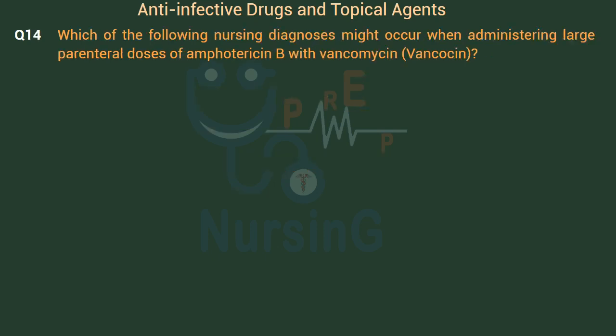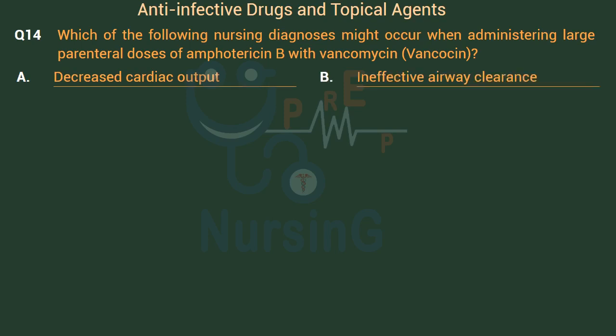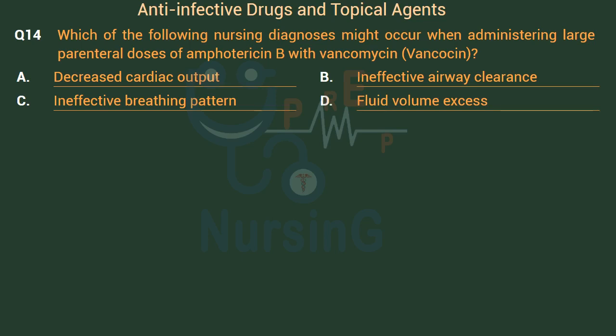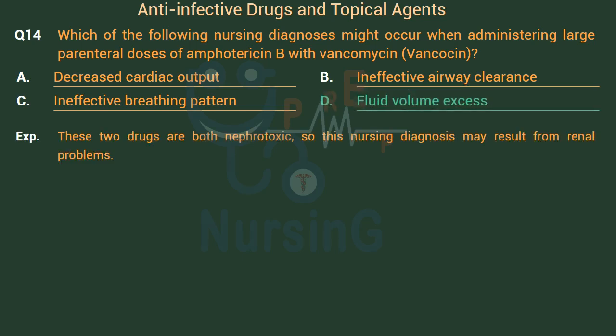Which of the following nursing diagnoses might occur when administering large parenteral doses of amphotericin B with vancomycin? Option A. Decreased cardiac output. Option B. Ineffective airway clearance. Option C. Ineffective breathing pattern. Option D. Fluid volume excess. Right answer is option D. Fluid volume excess. These two drugs are both nephrotoxic, so this nursing diagnosis may result from renal problems.